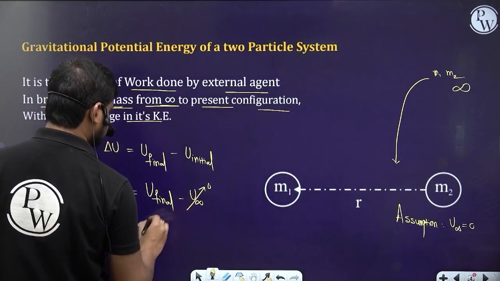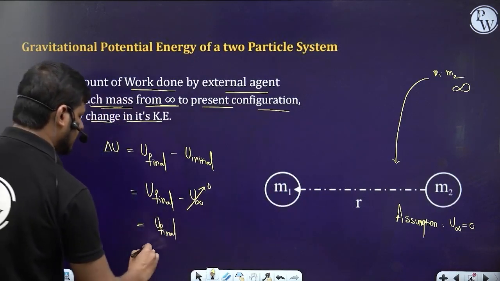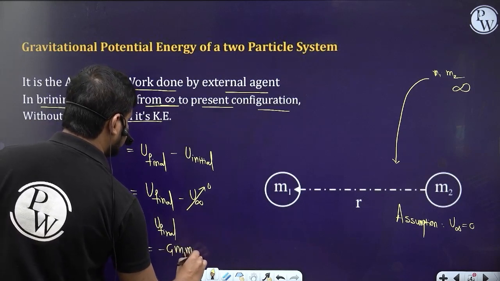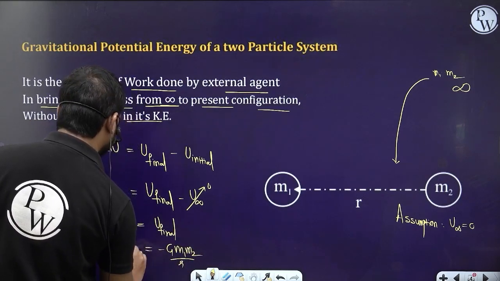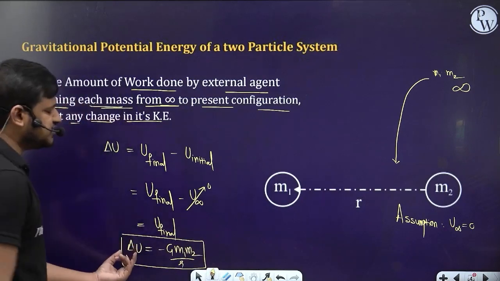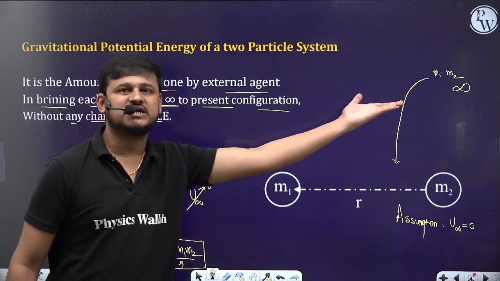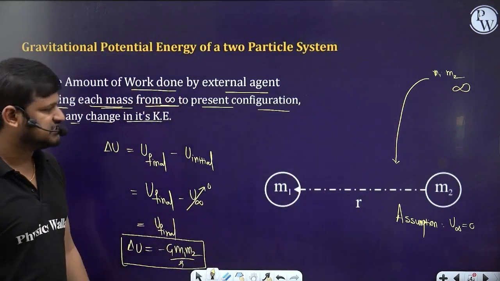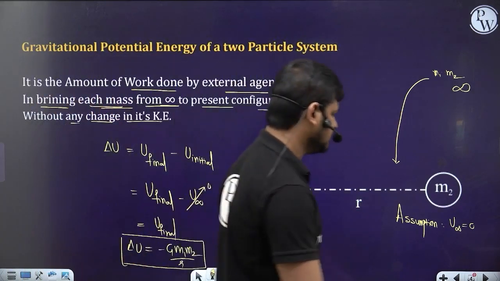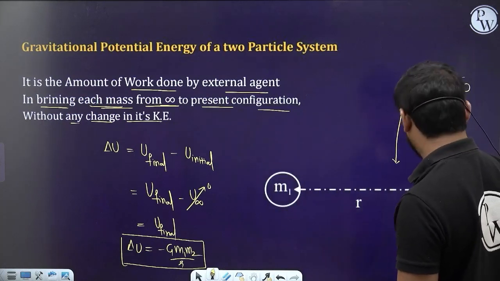So the U final is nothing but the potential energy formula, which is minus G m1 m2 by r, where r is the distance between them. This is a potential energy. It is not at a point, it is actually the difference only. Initially it is 0, because at infinity the potential energy is considered as 0. Understood this part? Clear, guys? Done. Yes, next.